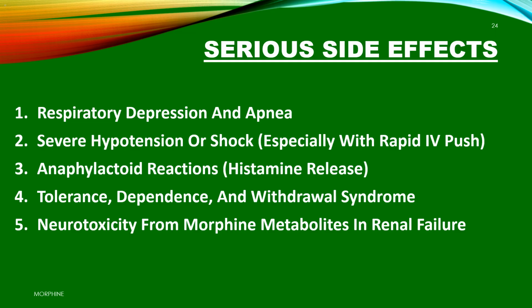3. Anaphylactoid reactions. Morphine can trigger histamine release, leading to anaphylactoid reactions, which can manifest as rash, itching, or even anaphylaxis in severe cases. 4. Tolerance, dependence, and withdrawal syndrome. Long-term use of morphine can lead to tolerance, needing higher doses for the same effect, physical dependence, and withdrawal symptoms when the medication is stopped or reduced. 5. Neurotoxicity. In patients with renal failure, morphine metabolites can accumulate and cause neurotoxicity, leading to symptoms such as confusion, agitation, and seizures.